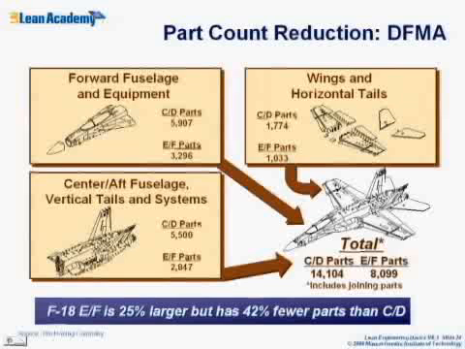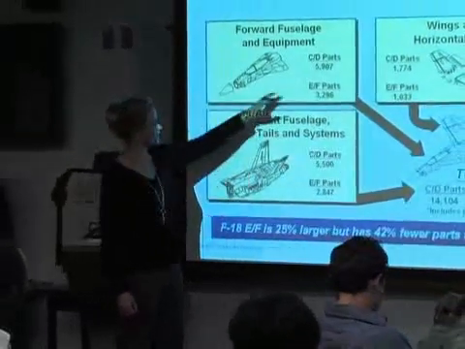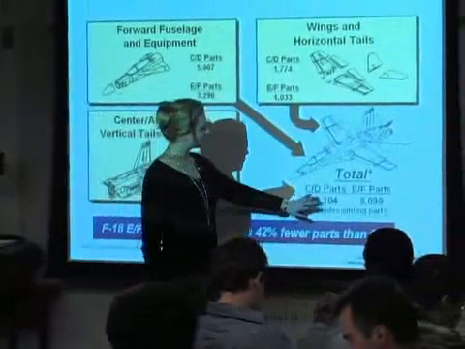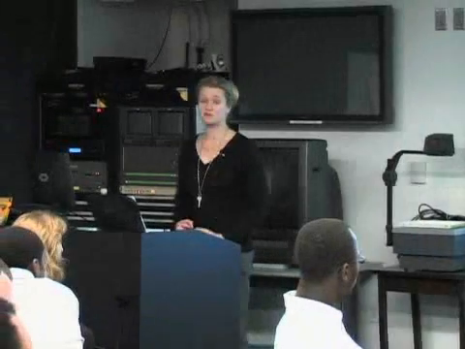In each of the major assemblies for the plane, they went and reduced the part counts from the CD version, which was a previous iteration, to the EF version. So in total, we went from having 14,000 plus parts in the CD version to having just over 8,000 parts in the EF version. This was a 42% part count reduction.